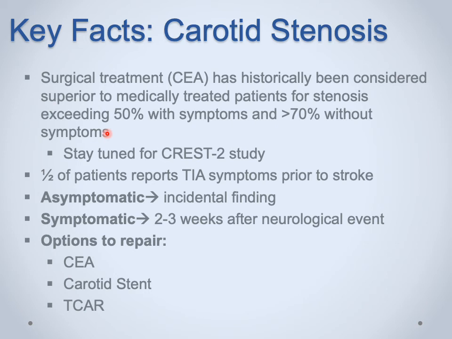About half of patients report TIA symptoms prior to a stroke. So patients who come to you with complaints of word-finding difficulty, or saying, oh, I've been having these vision changes, you need to think and make sure you're evaluating their carotids. As we know, asymptomatic is an incidental finding. Symptomatic, you want to intervene about 2 to 3 weeks after a neurological event. And the ways to repair this, as we've discussed, are carotid endarterectomy, carotid stents, transfemoral, or TCAR.